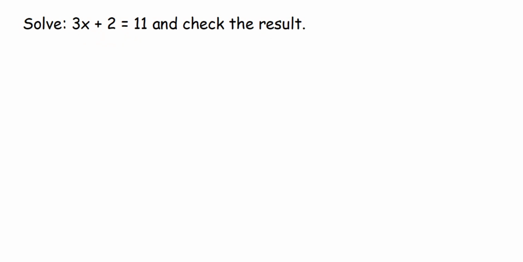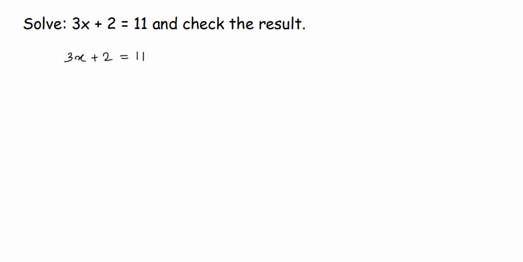One is to solve the equation. Solve means you have to get the value of x, because we have the variable x here. And once we get the x value, we have to check the result. Check means we have to verify. First we'll find the x value. So the equation here is 3x + 2 = 11.